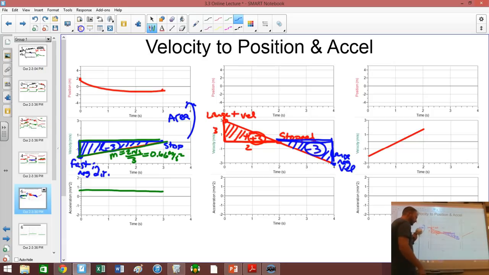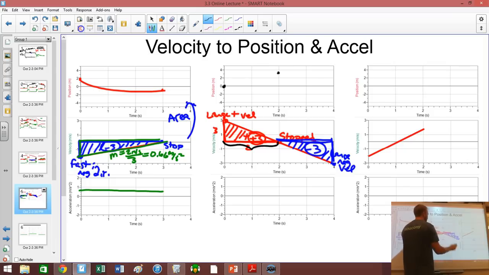-3. So what I have to do, wherever I start, it doesn't matter. I have to, in this amount of time, 2 seconds, so in 2 seconds, I have to cover 3 meters. So I'm going to end up right there. And then after another 3 seconds, I'm going to cover -3. So I have to end right there.